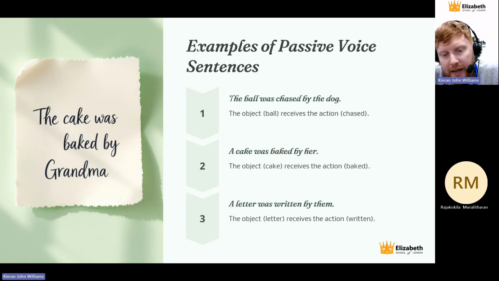So here we have some further examples of the passive voice. So we've got the cake was baked. The important thing is that the cake has this baking process. We don't really mind who did it. The ball was chased by the dog. We're focusing on the ball and the chasing, not the dog. Okay, and in the last one, a letter was written by them. We are focusing on the letter and the writing. We don't really care who did it.